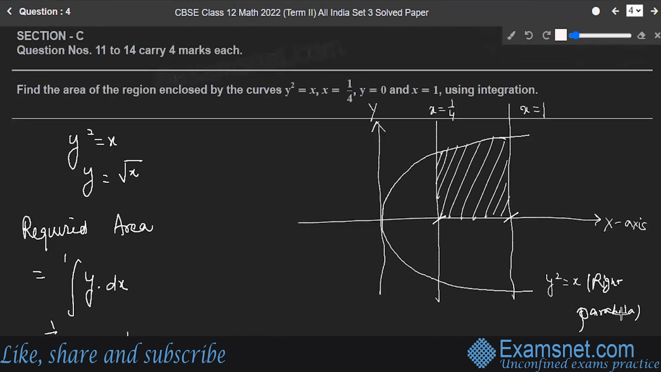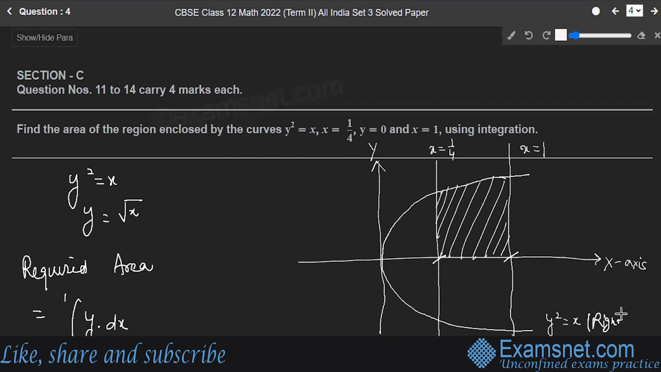Actually, this is a pretty easy question. Once you make the figure, everything is done for you. No need to worry. This is a 4 marks question, and I think this is a very simple question for you. All right. So 7 by 12 square units is the answer to the question. So I think this is the last question for this set 3, class 12, CBSE Mathematics 22, term 2 on India paper.